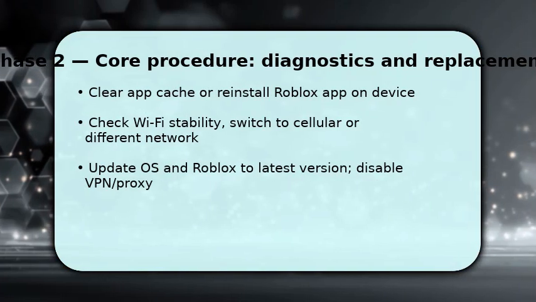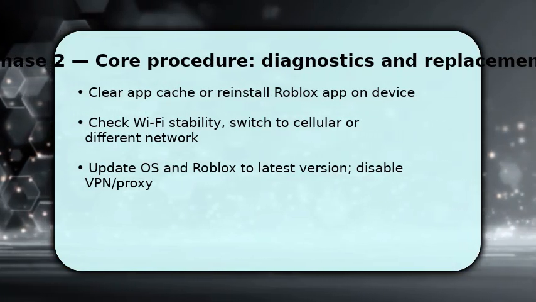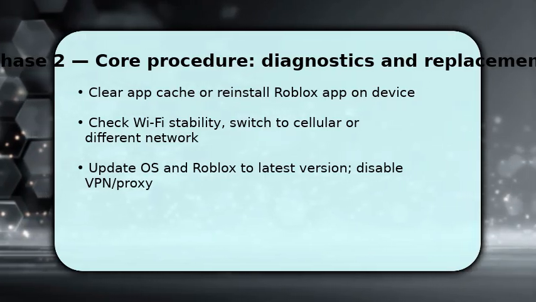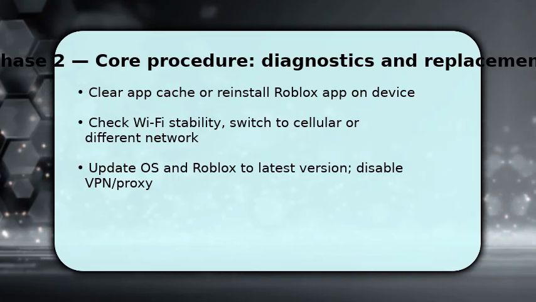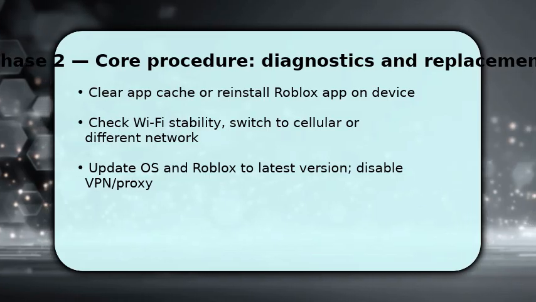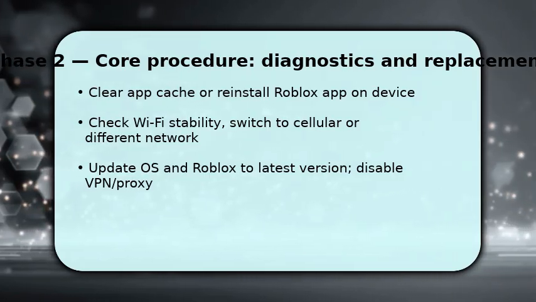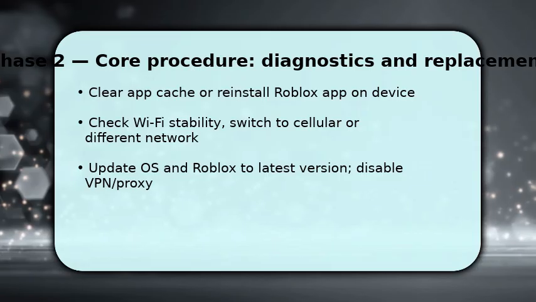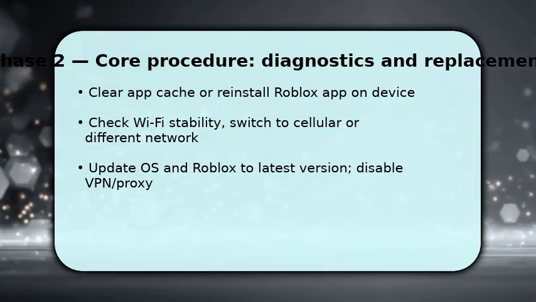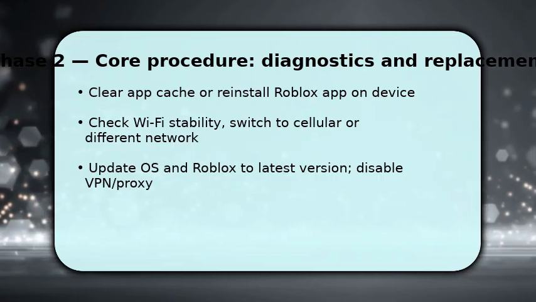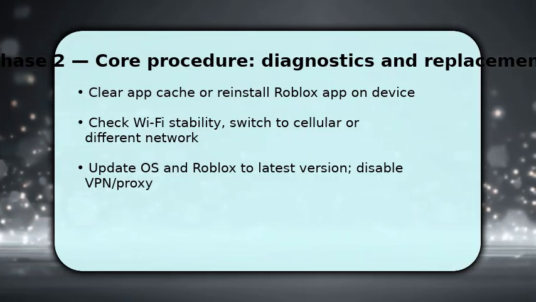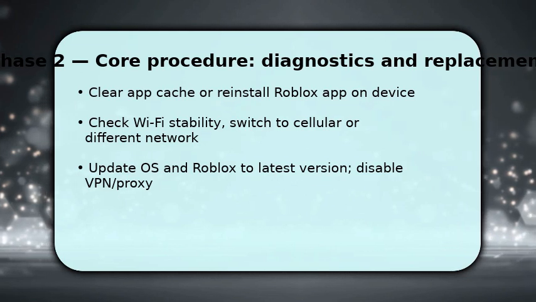Now you tackle app and network causes. Clear the Roblox cache or reinstall the app to remove corrupted files and make sure the game is up to date. Next, verify your network. Unstable Wi-Fi can break sessions, so switch to cellular or another network to test. Also disable VPNs or proxies that can trigger account locks. Make sure your device OS is updated. Mismatched versions can create authentication errors. These middle steps resolve many persistent logout loops.